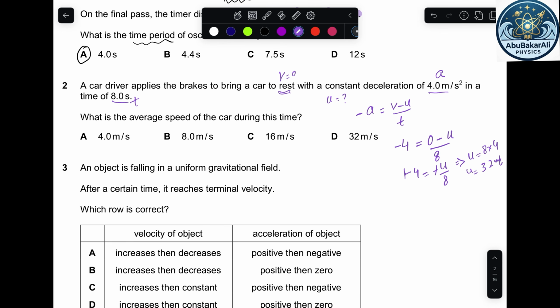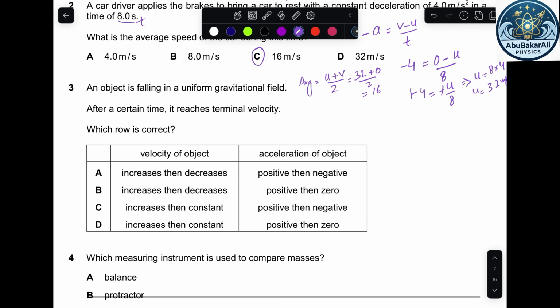So to find the average speed, average speed is initial speed plus final speed divided by 2. That is 32 plus 0 divided by 2, which gives you 16. It's option C that is correct. Okay, moving forward to the third question.